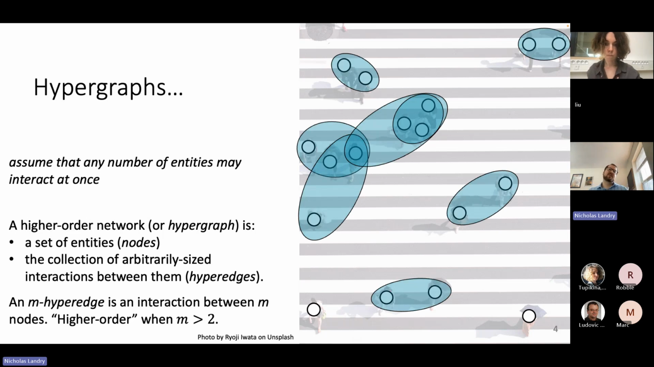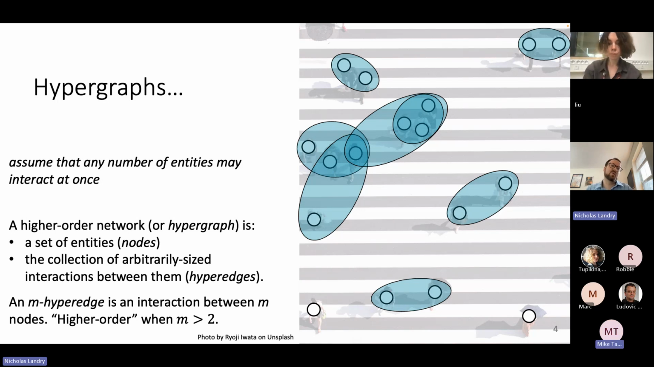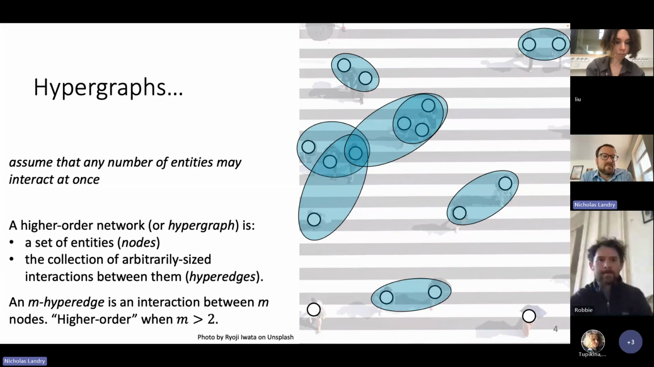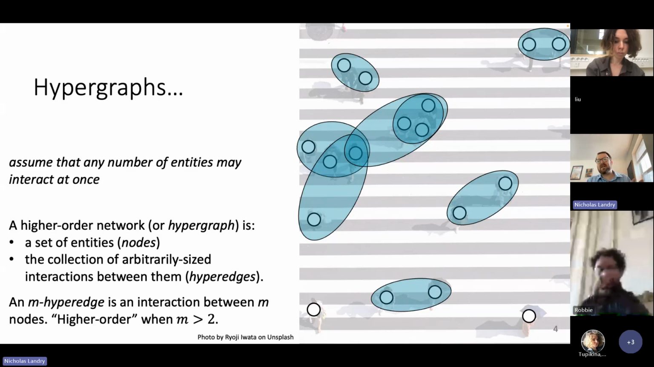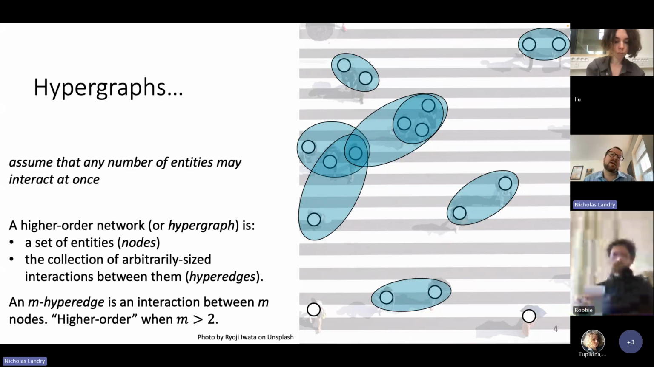But what I work on is a more general version, which are known as hypergraphs, or more generally, higher order networks. This again has a set of entities or nodes, as you see in this diagram here. But then we also have a collection of arbitrarily sized interactions, where an M hyperedge is an interaction between M entities in that system. So we see here we've got some 3 hyperedges, some 4 hyperedges, and then links, which are 2 hyperedges. That gives you the overall flavor of what I'll be talking about.